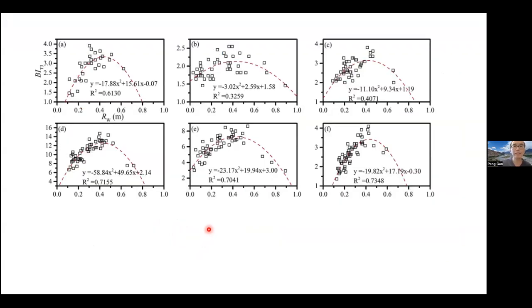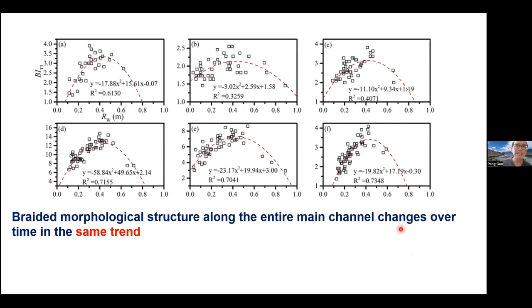And from this diagram, you can see the top three are the results from the small sub watershed. This is upstream, middle stream, and downstream. The bottom three are from the larger watershed. So what you can see clearly is that there are some general patterns here.